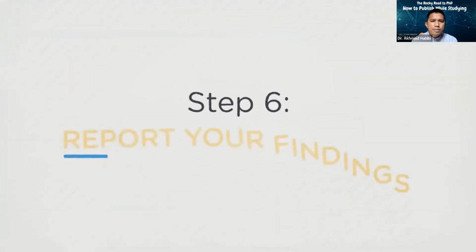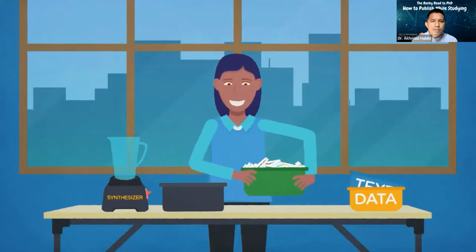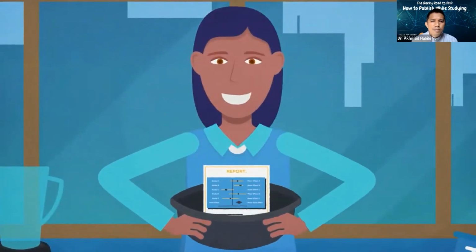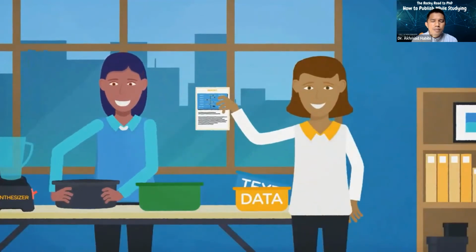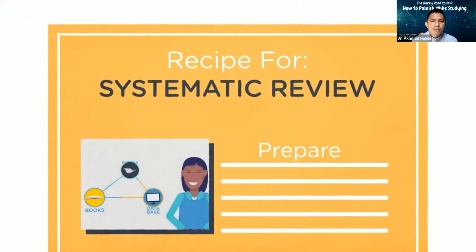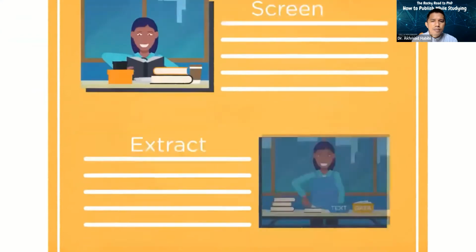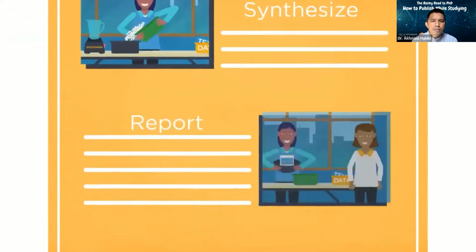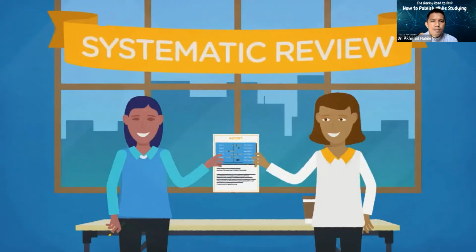Now you're ready for the last step, report your findings. Once you've decided what the evidence has to say about your question, turn your conclusions into a report that describes the steps you took and what you discovered. Then share it with anyone who cares about your question. Want to answer more questions with a systematic review? Don't forget the steps. Prepare your topic, search for studies, screen studies, extract data, analyze and synthesize evidence, and report your findings. There you have it, the steps of a systematic review. Enjoy!